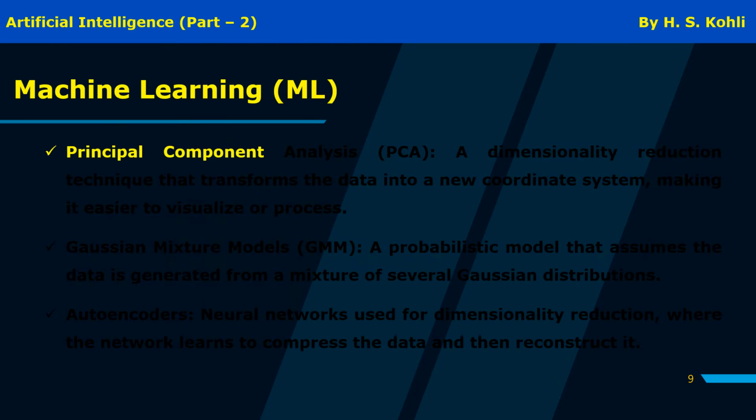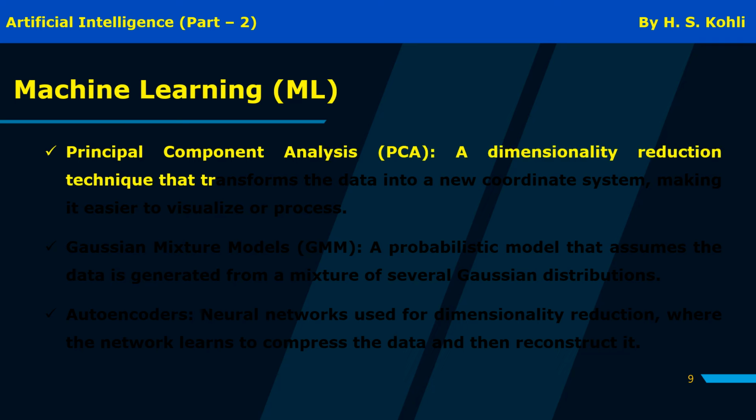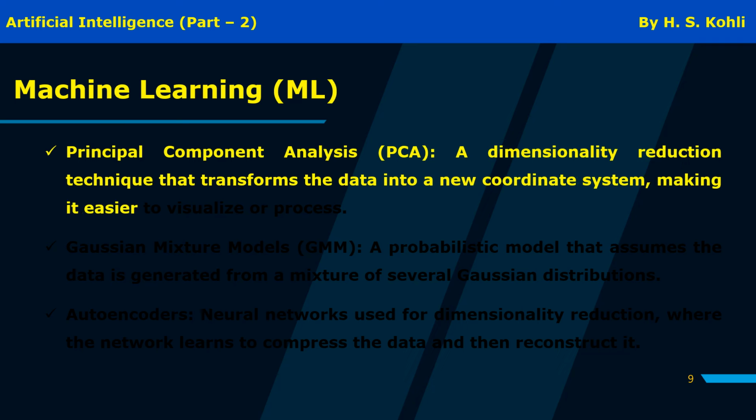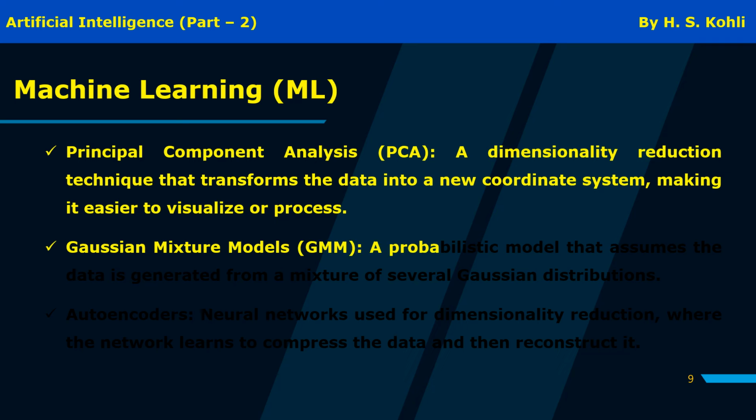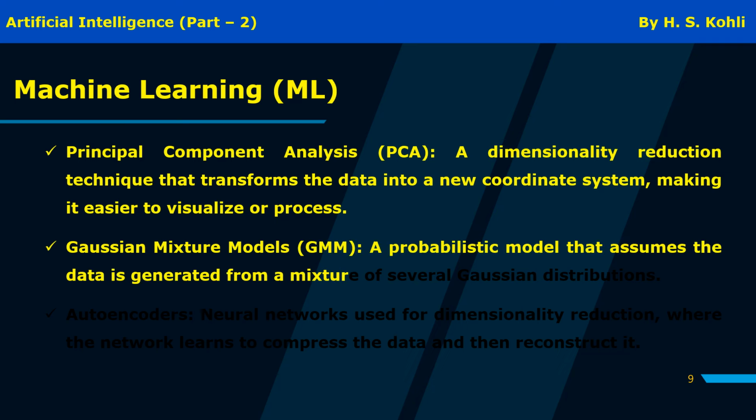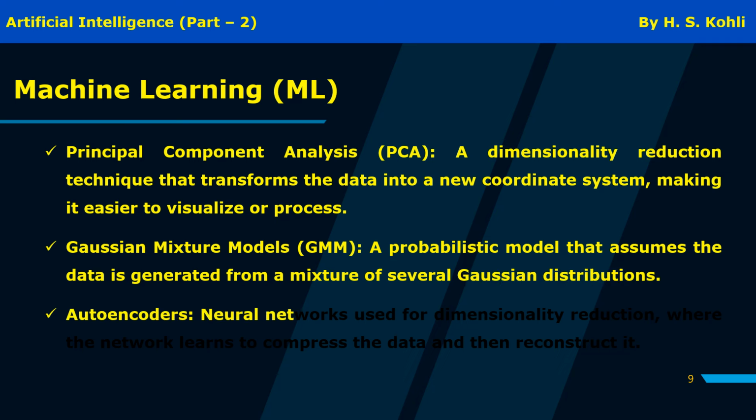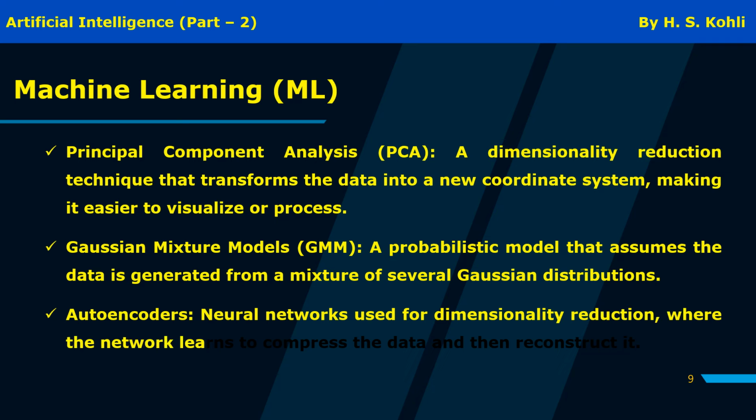Principal component analysis, PCA, a dimensionality reduction technique that transforms the data into a new coordinate system, making it easier to visualize or process. Gaussian mixture models, GMM, a probabilistic model that assumes the data is generated from a mixture of several Gaussian distributions. Autoencoders, neural networks used for dimensionality reduction, where the network learns to compress the data and then reconstruct it.